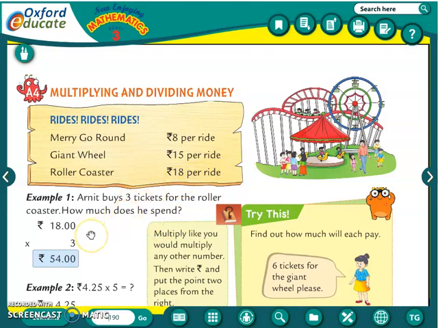Then we have to multiply 18 by 3, but here 18 is in rupees, so that is why we put a sign here of rupees. Then 18.00, this is the amount of money, and here 3 tickets, so we don't have to put a sign before 3, because 3 is the number of tickets, and the answer will be 54. Don't forget to put a dot.